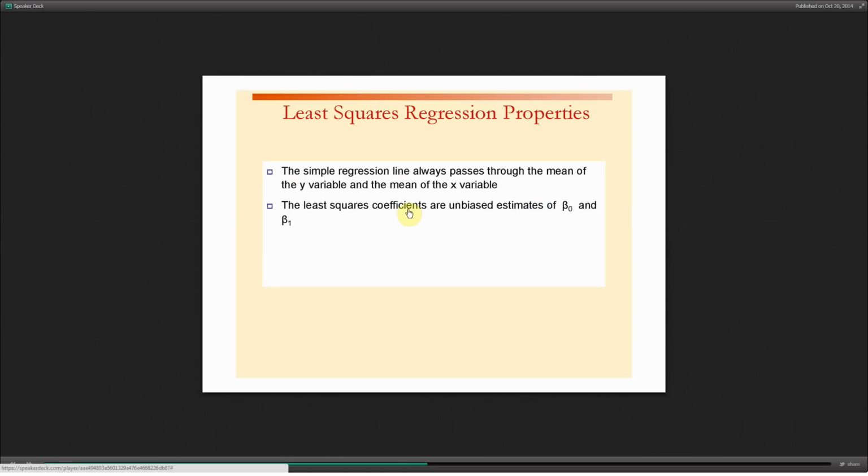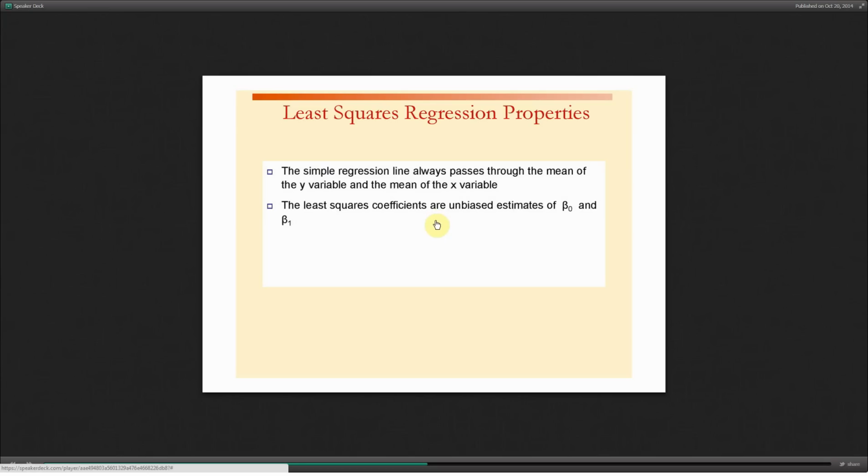So some of the properties of least squares regression. There are other kinds of regression, some of which we may talk about in this class, but in terms of least squares, which is very common, the regression line will always pass through the mean of the y variable and the mean of the x variable. In other words, right in the middle, with the average x and the average y, the line will always pass through there. The least squares coefficients are unbiased estimates of beta 0 and beta 1.